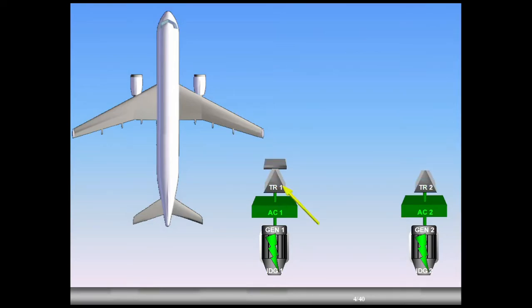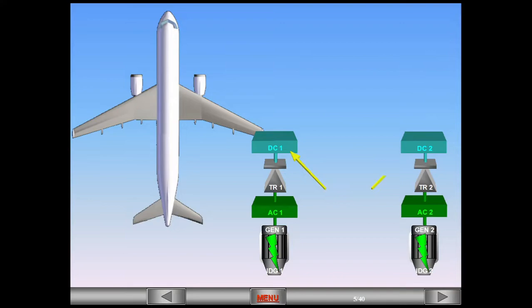Each bus supplies its own transformer rectifier, TR. AC bus 1 to TR1, AC bus 2 to TR2. The TRs convert alternating current into direct current, DC, to supply their associated DC buses, DC1 and DC2.